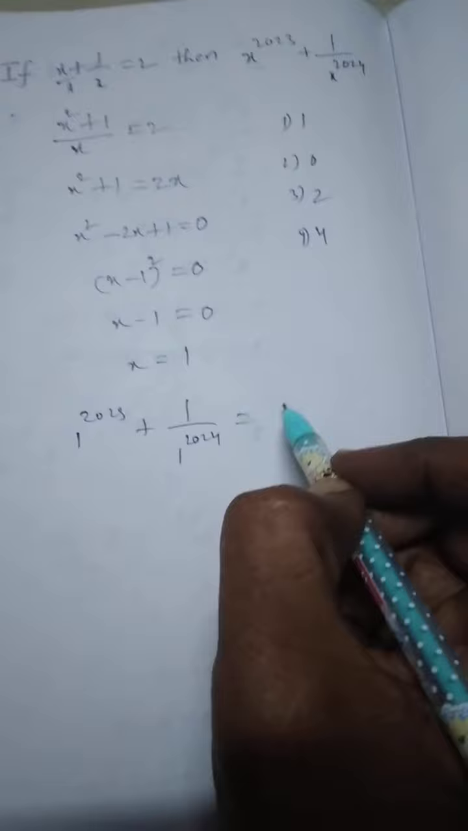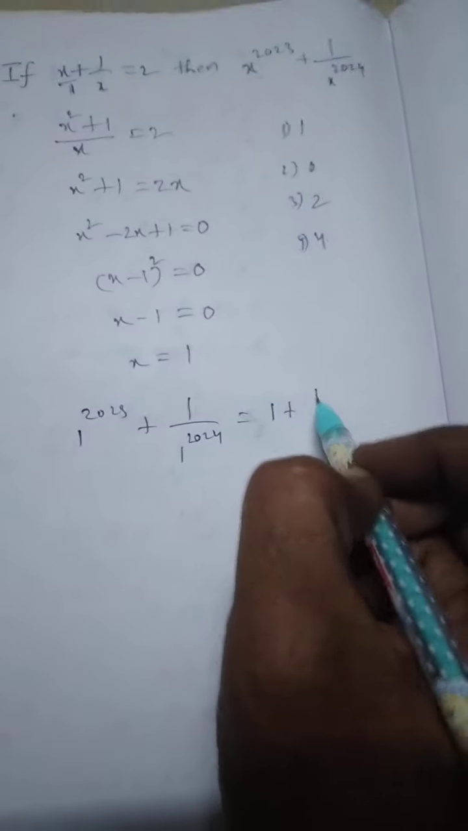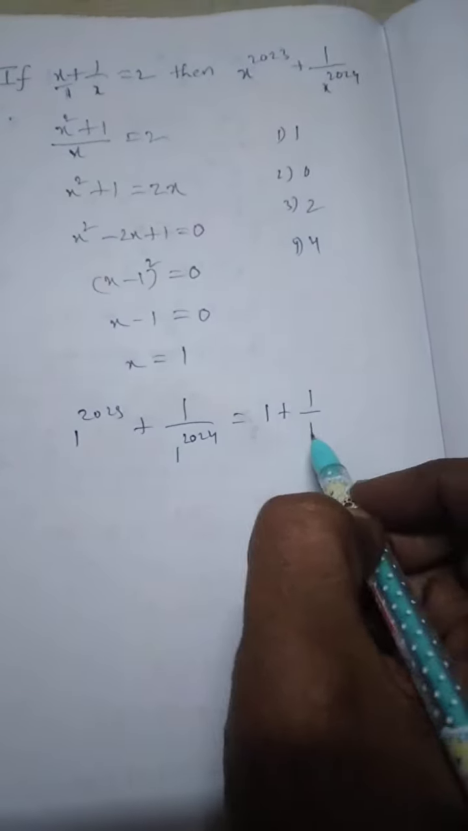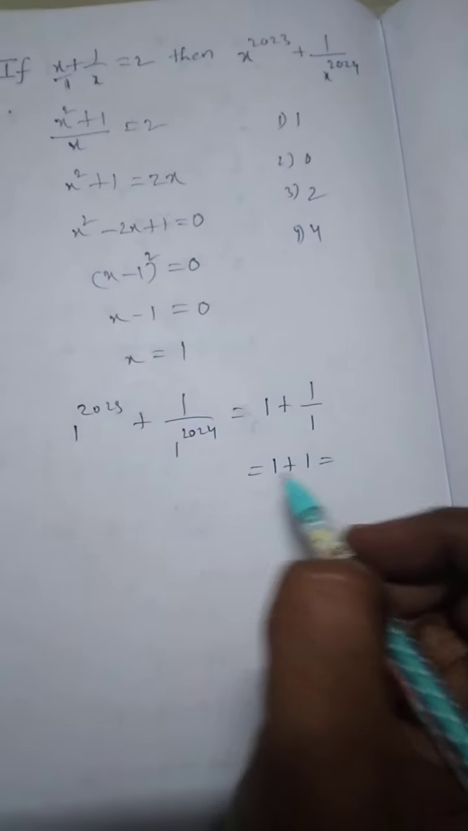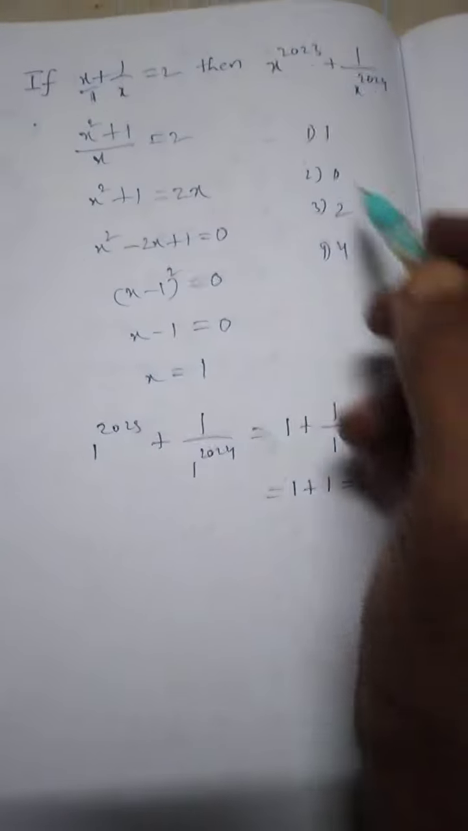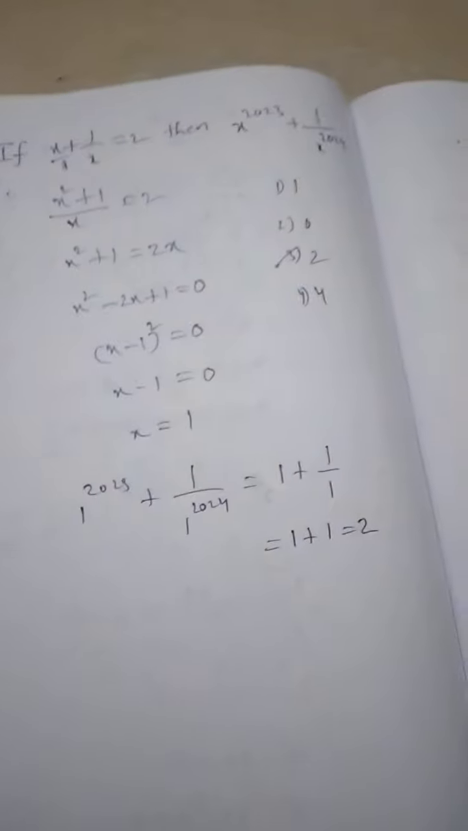1 to the power of any power is always 1, plus 1 by 1 to the power of any power is always 1. So this is nothing but, clearly, 1 by 1 is nothing but 1. 1 plus 1 is equal to 2. So our option is 2. Okay, so our option is 3 and the answer is 2.